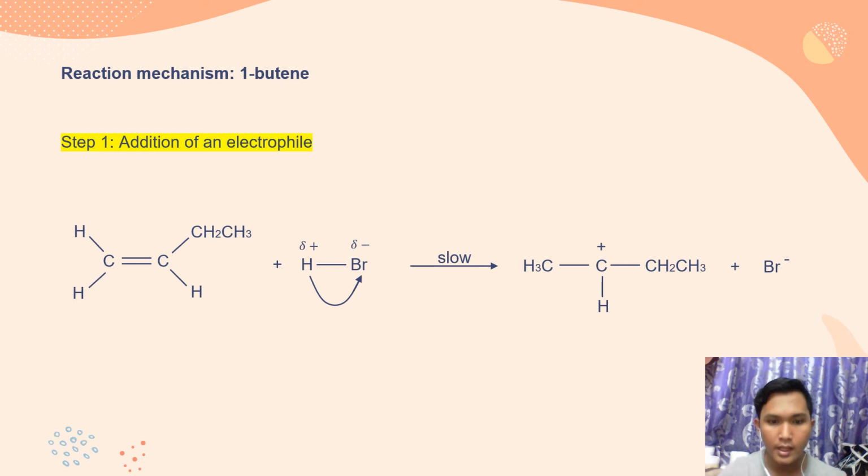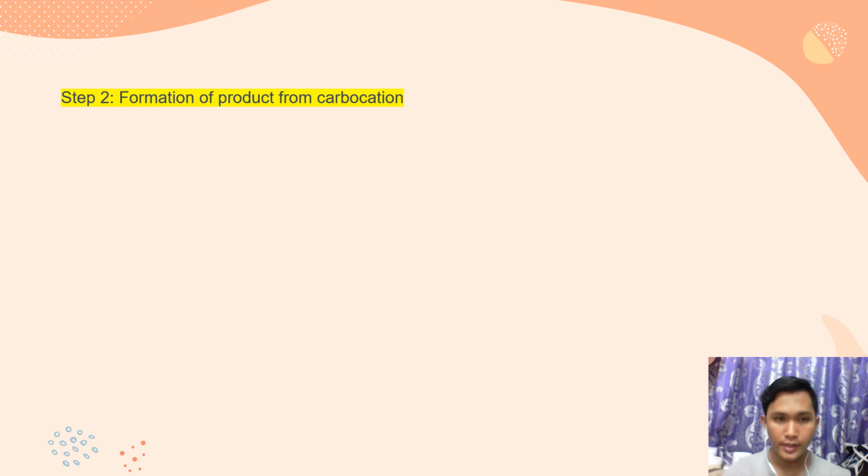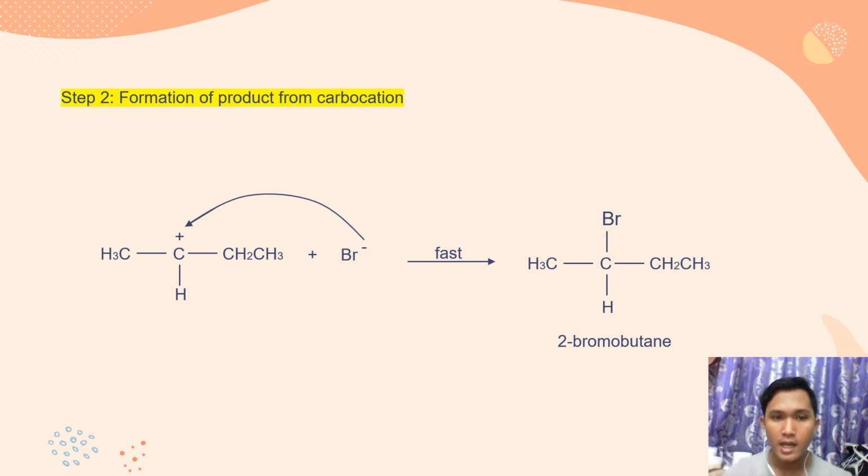For the reaction, 1-butene reacts with hydrogen bromide in a slow reaction to produce a butyl carbocation plus bromide. For the second step, which is formation of product from the carbocation, as we can see, this carbocation will react with the bromide in a fast reaction that will produce 2-bromobutane.